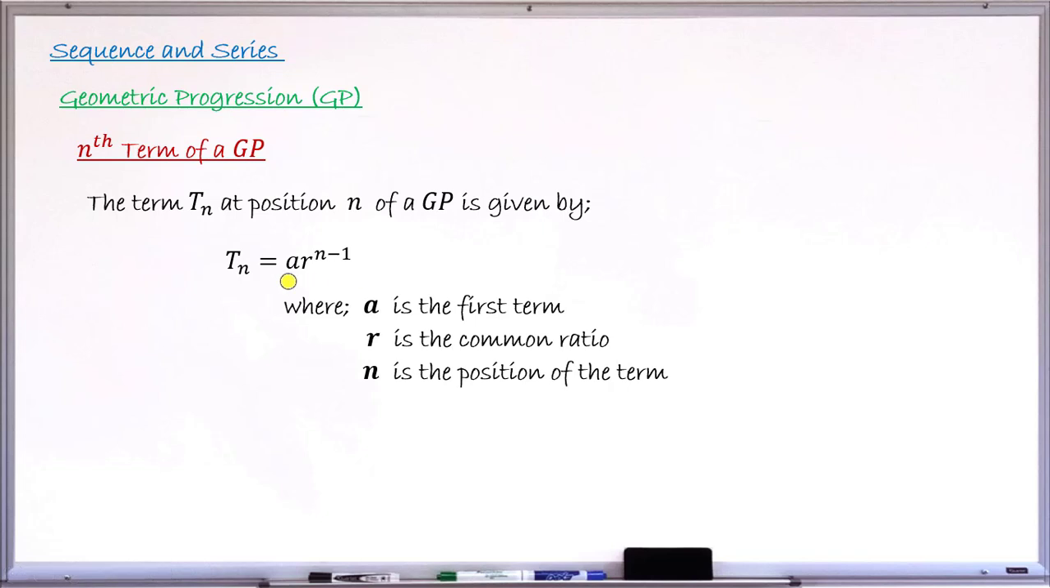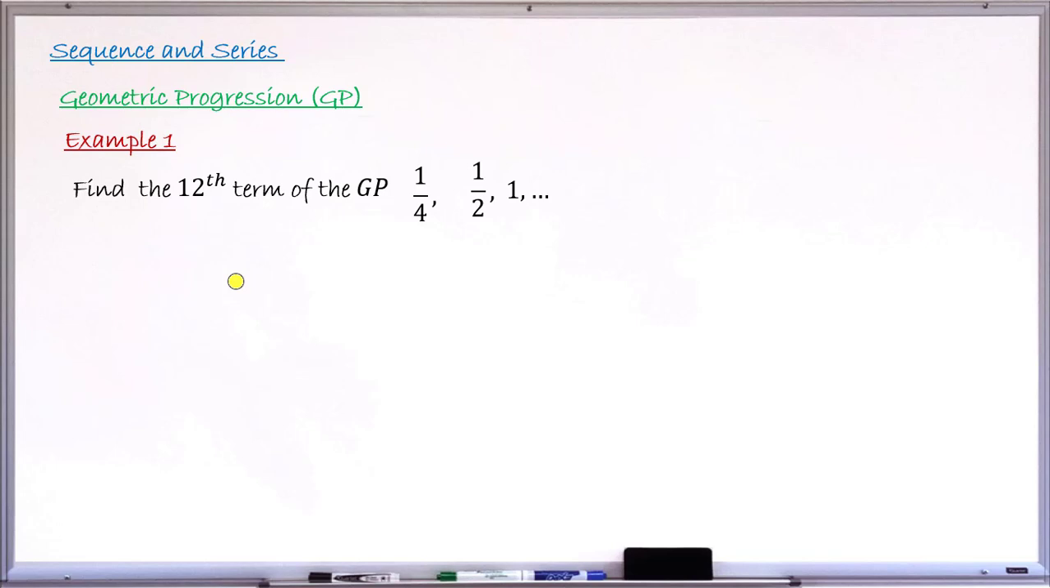We are going to take examples of how we can make use of this very formula to find the terms at any position of a GP. So let us move. Example number 1 says find the 12th term of the GP. This is just the first 3 terms of that GP.